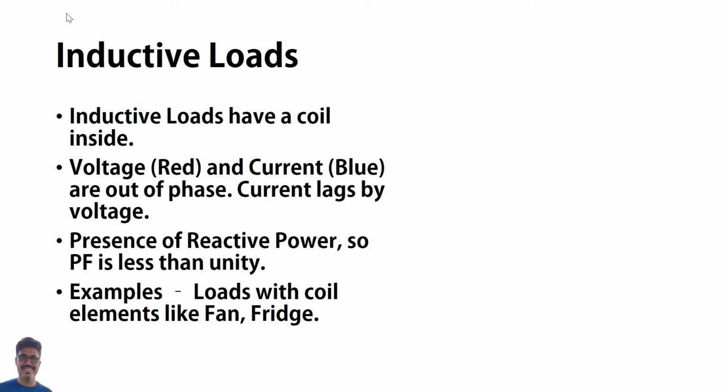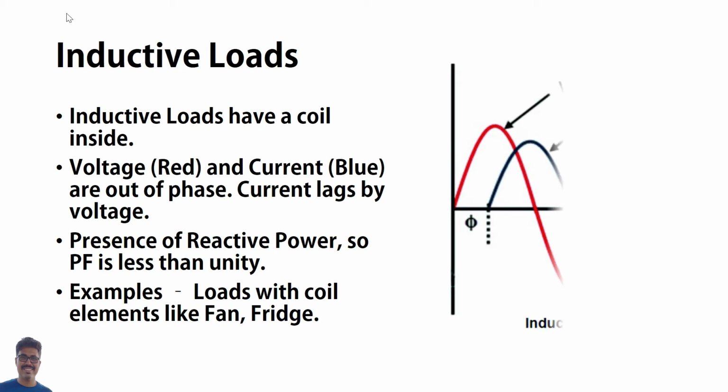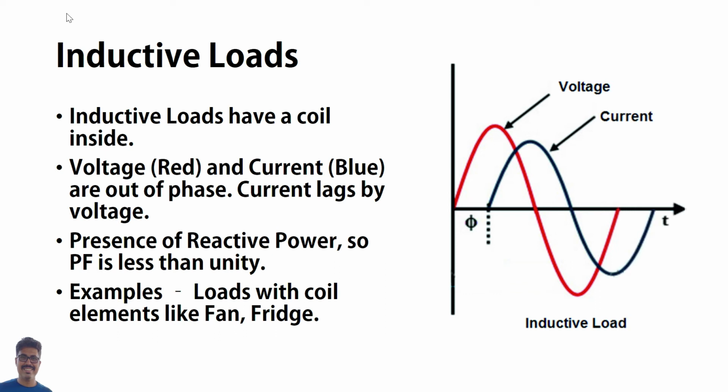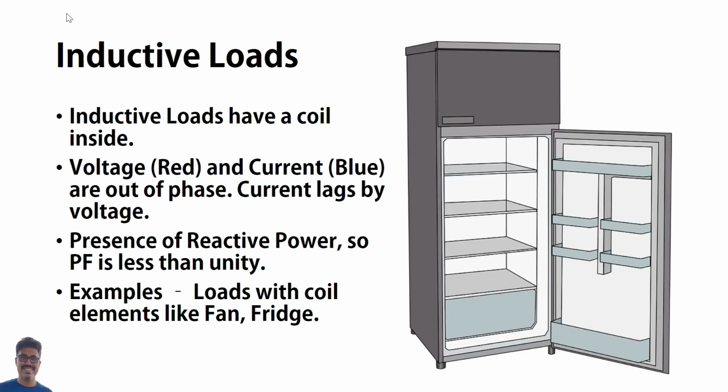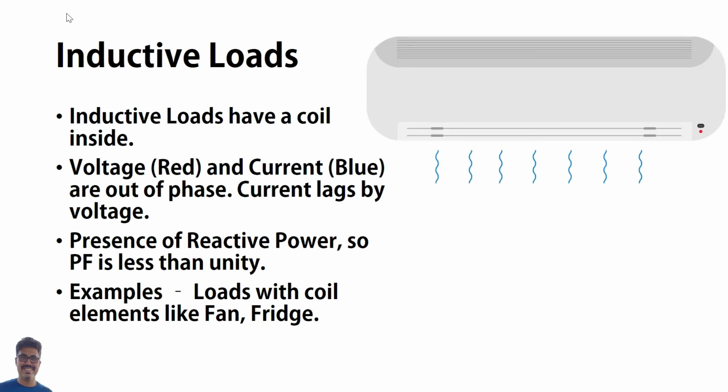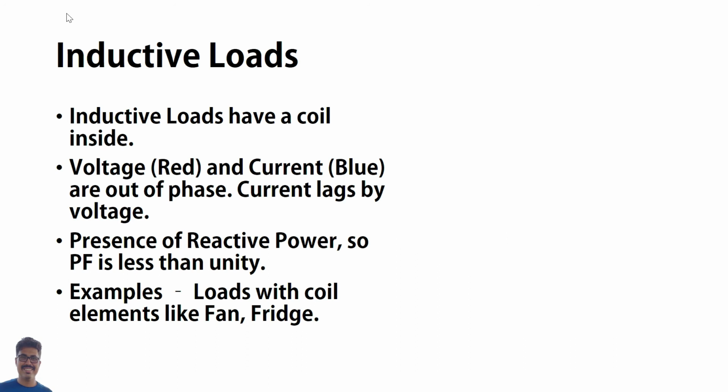What is an inductive load then? Inductive loads have a coil inside. If you see the graph, the voltage and current signals are out of phase. Current lags the voltage, so when voltage reaches its peak, after that current reaches its peak. So there is a presence of reactive power, and PF is less than unity. PF means power factor. Examples of inductive loads are a refrigerator, air conditioner, and ceiling fan.